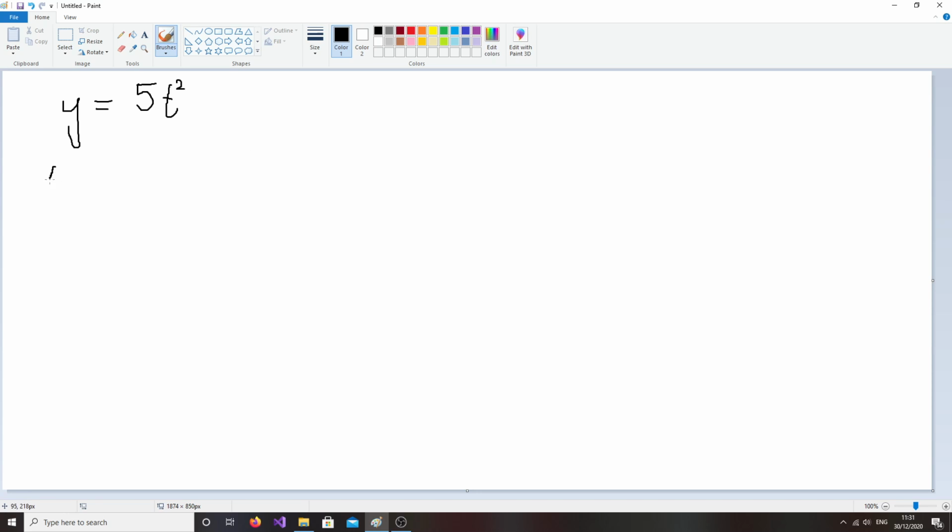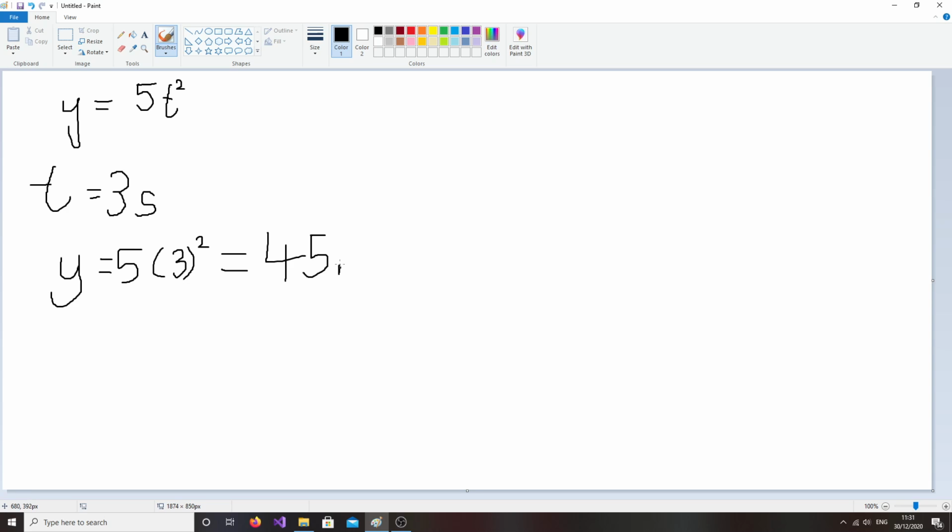So let's say t is the number of seconds later. Let's say t equals 3, so 3 seconds. At 3 seconds, y equals 5, and you put 3 in there and then square it. So 3 squared is 9, and 5 times 9 is 45 meters. So we travel 45 meters in 3 seconds.